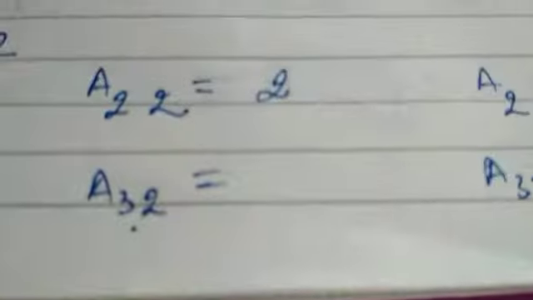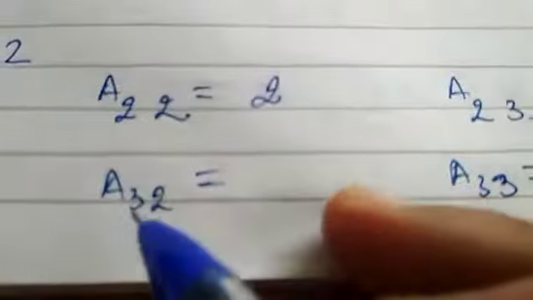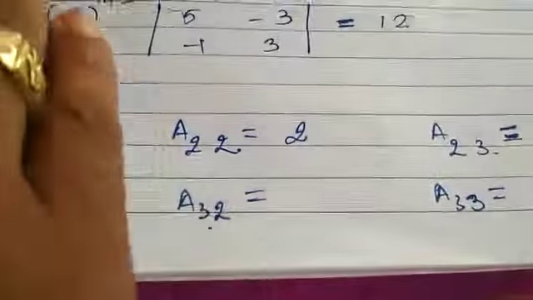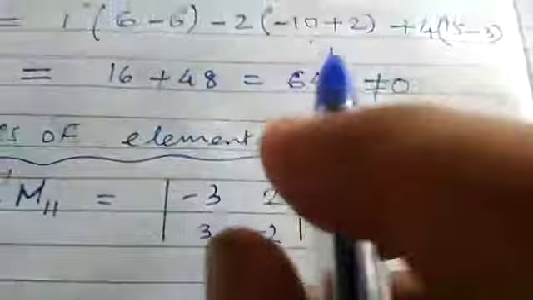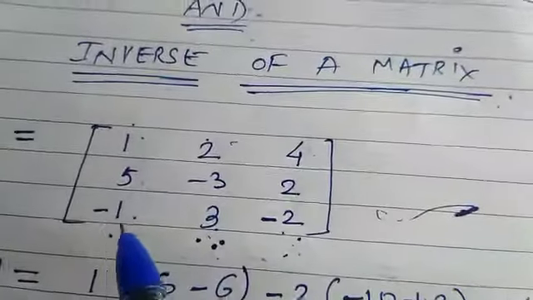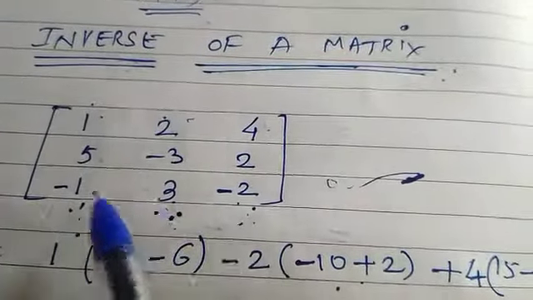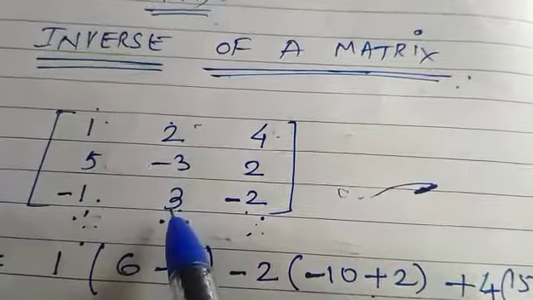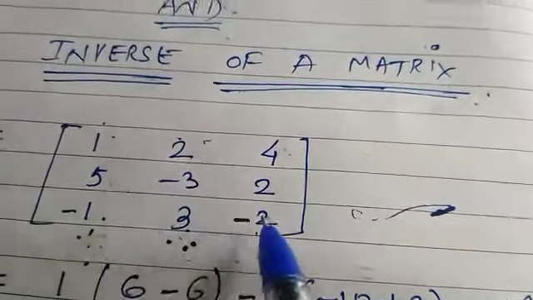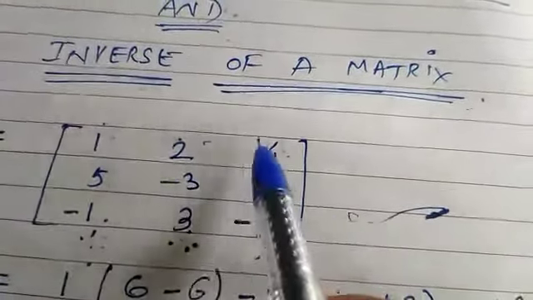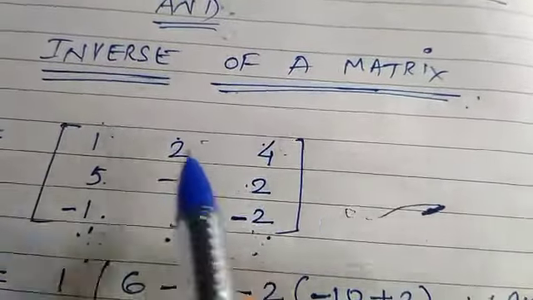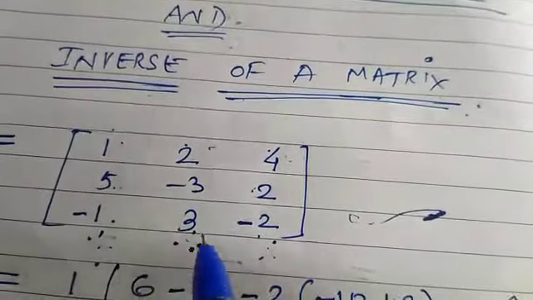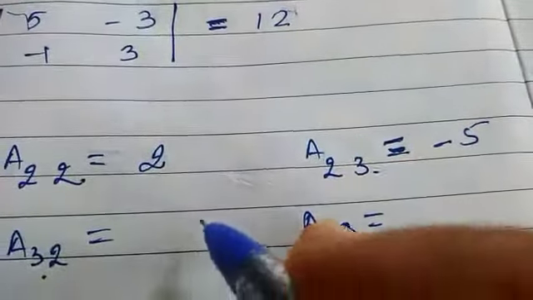Third row, second column element. It is what? Odd location, we need to change the sign. Third row, second column element, A32. So 1, 4, 5, 2. So 2 minus 20, that is minus 18. So it will be what? Plus 18.